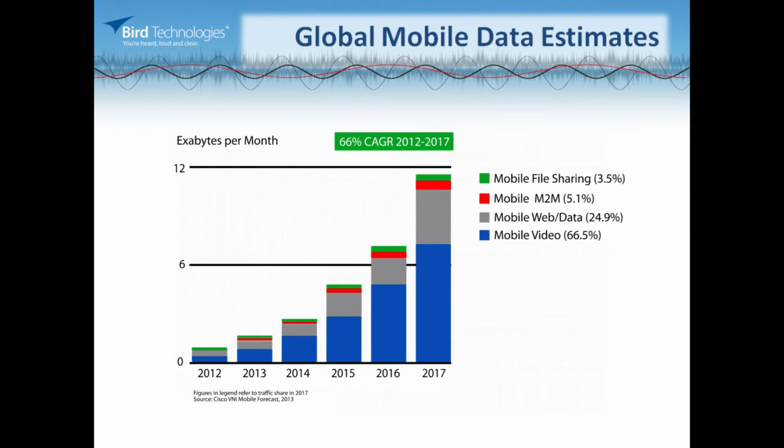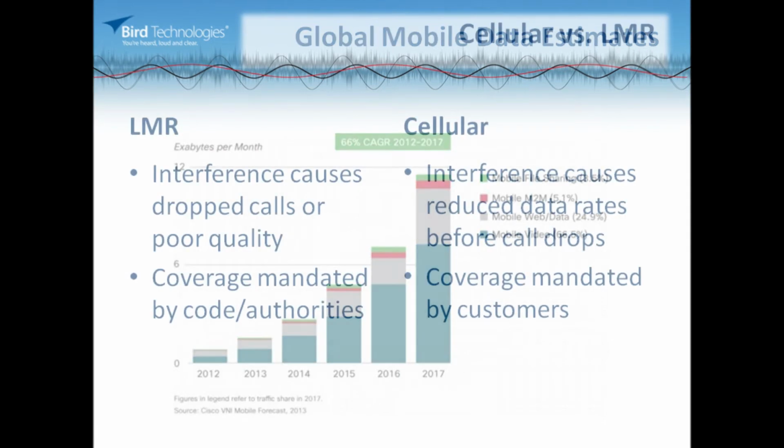This one really truly just highlights what's going on with global mobile data. And as you can see, back in 2012, 2013, we started to see growth. But what is really truly being predicted is the growth that hits all the way out through 2017 and beyond. And you're looking at a 66% compounded average growth rate of data requirements over that period of time.